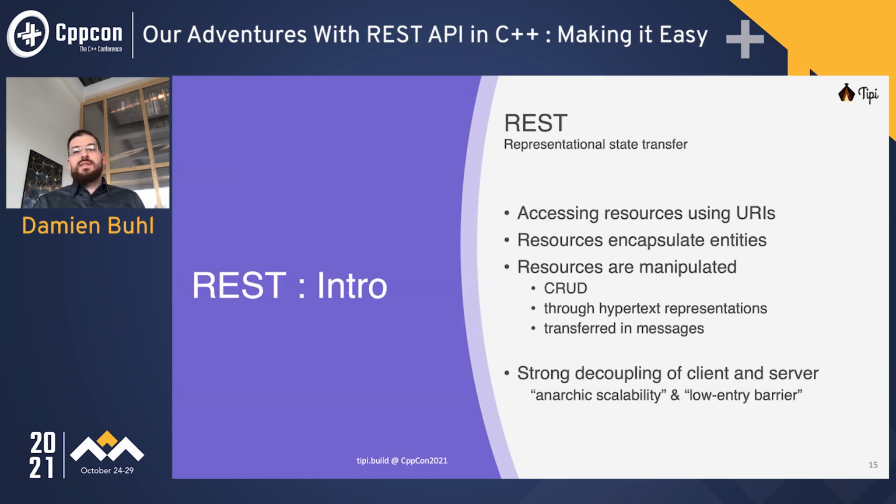Our take on REST is that actually you access resources using URIs. URI is a uniform resource indicator or locator. And each resource is an entity, and they are manipulated with CRUD operations. And this is made with hypertext representation. This can be JSON, XML, or just text as well. And the goal of it was a strong decoupling between client and server.